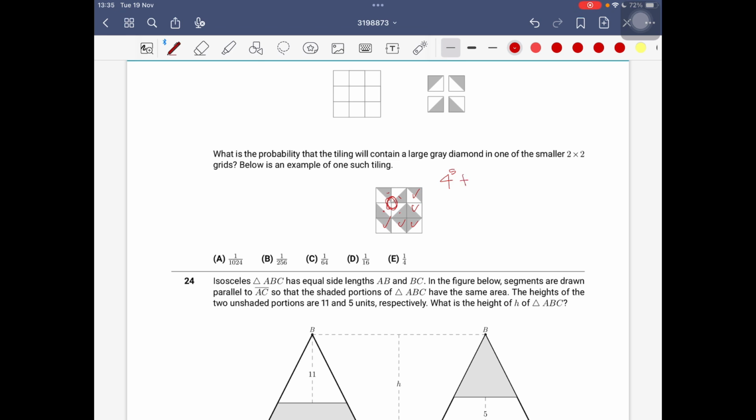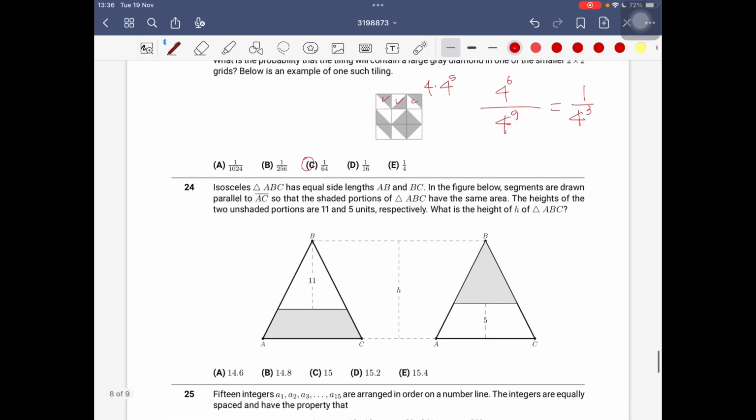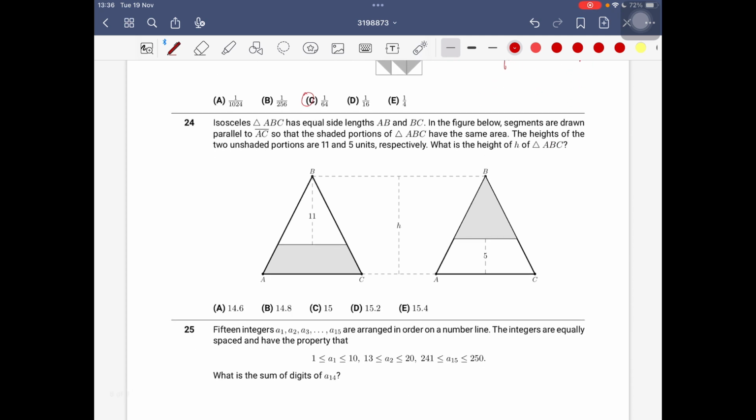Plus, same way, if the diamond tiles are here, then again 4 to the power of 5. If we have the diamond here, again 4 to the power of 5. In here, 4 to the power of 5. So now we have 4 different cases of 4 to the power of 5. This is the number of cases we have for the diamond. But actually, the total number of arrangements is 4 times 4 times 4 and so on, so 4 to the power of 9. So now we have 4 to the power of 3, so 1 over 64.